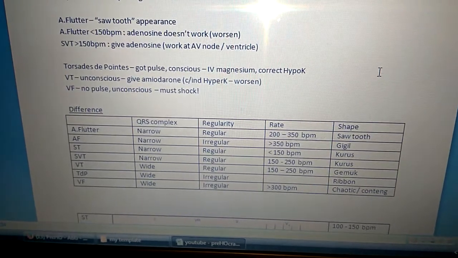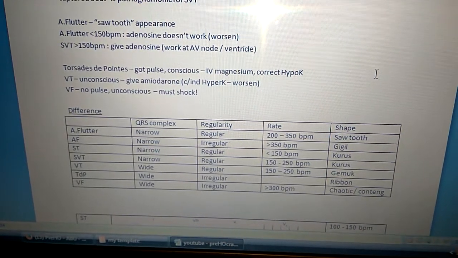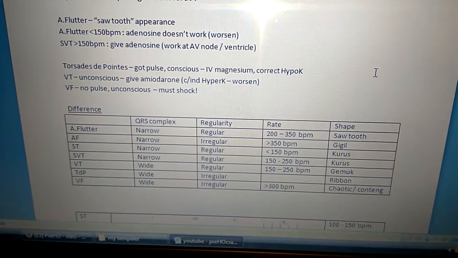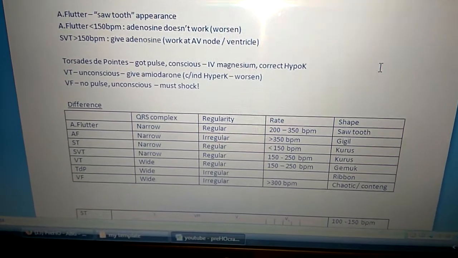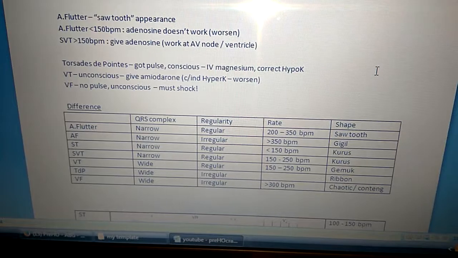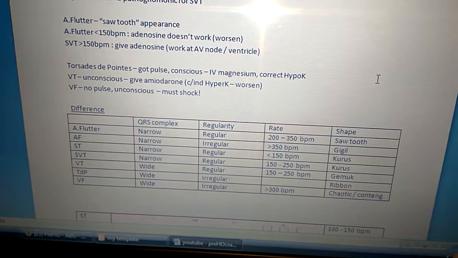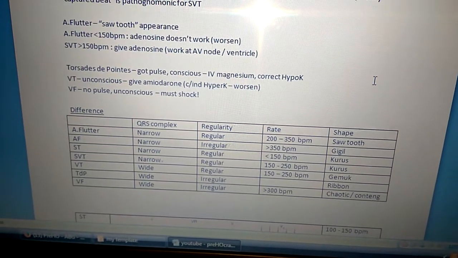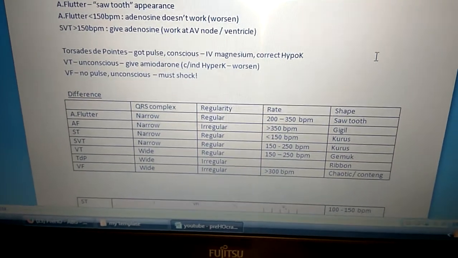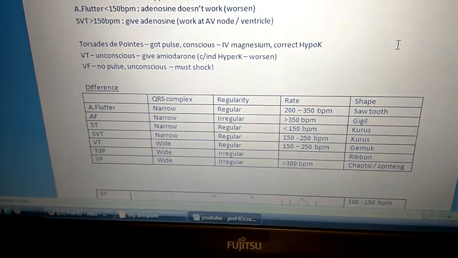For SVT we give adenosine. Because adenosine works at the AV node, it doesn't work for atrial flutter because it doesn't work at the atrium. In fact, it can actually worsen atrial flutter. Okay, torsades de pointes. The patient has a pulse, is awake, conscious. Management, we give IV magnesium and correct the hypokalemia if the cause is hypokalemia.